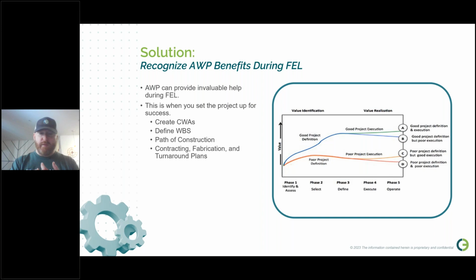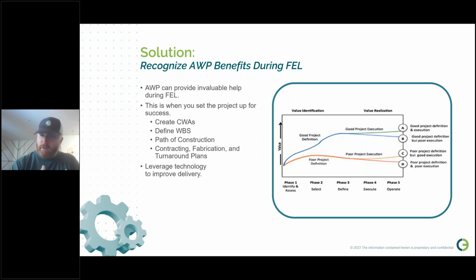How do we want to install this? Left to right, north to south, top down, start over here and work over here. You're getting the construction input in early, and you're starting to layer on understanding of things like what's our contracting strategy, what's our fabrication plan, what are our turnaround plans, to the point where you understand the granularity of the work, who's going to be awarded what, where each set of scope is going to be executed, and then you can get that breakdown of how your work packaging will support that level of granularity. So doing all of this during FEL is very, very important.